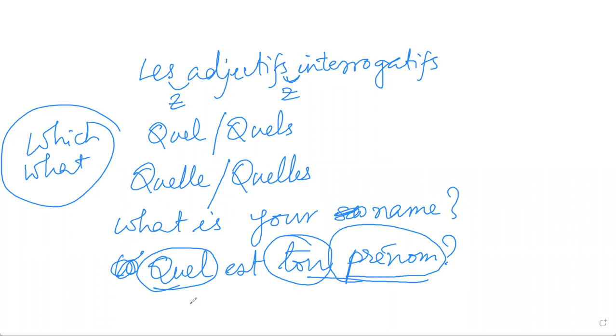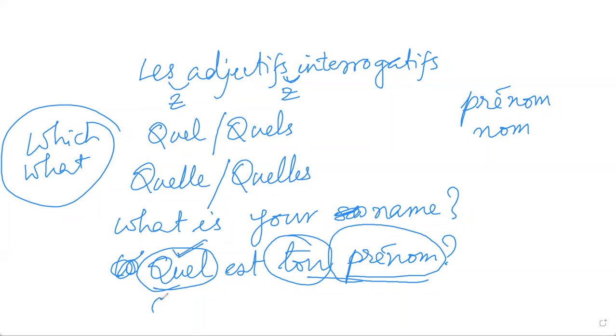Is it clear? Yes, sir. But sir, prénom is the surname, right? Prénom is name, not surname. Nom is surname. Prénom is name. And nom, if you write, it is surname. Okay. So, quel est ton prénom? What is your name? So we are indicating it as what.